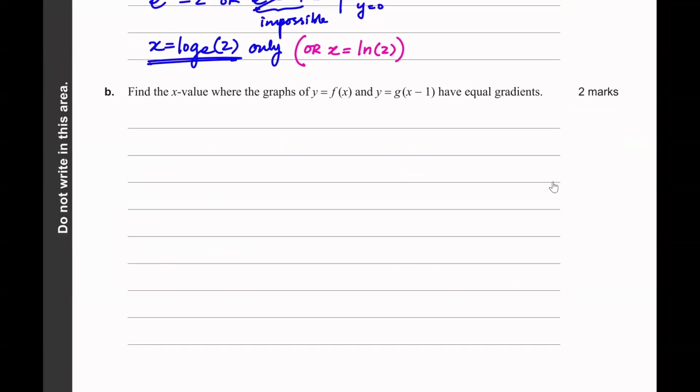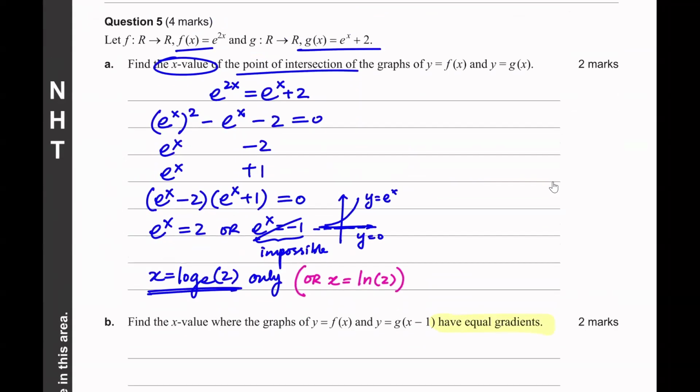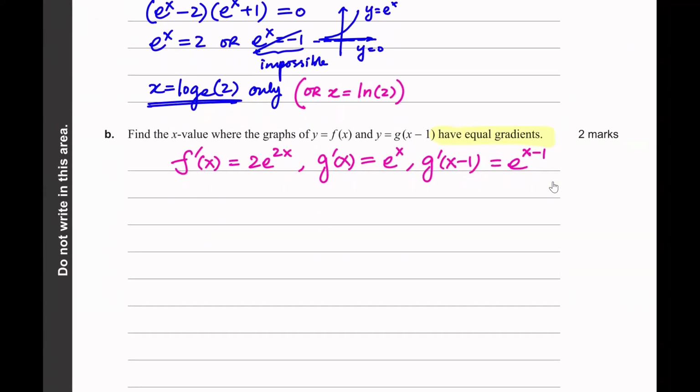Okay, find the x value where the graph of y equals f of x and y equals g of x minus 1 have equal gradients. Equal gradients, so the derivative of f is 2e^(2x), and g dash of x is going to be e to the power x. So g dash of x minus 1 is simply e^(x minus 1). So I'm going to equate them and find the x value. 2e^(2x) equals e^(x minus 1).